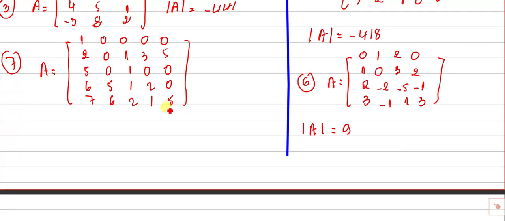This is the matrix. So I have an exercise for you to practice about determinant, and I hope all of you can do this exercise, and don't forget to practice your exercises more and more.